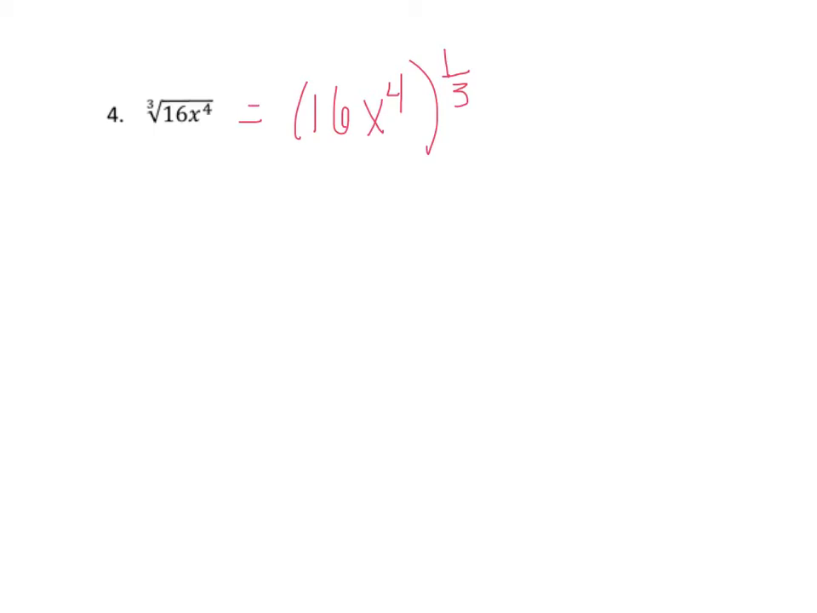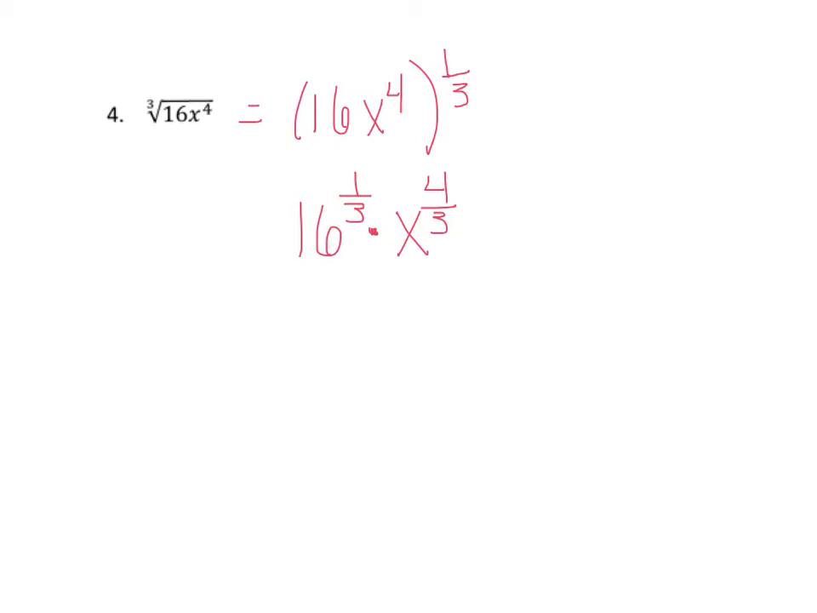So I want to put that into each individual piece. So this is the same as saying 16 to the 1/3 times x to the 4 times 1/3. Remember, we need to multiply because it's a power to a power. So this is x to the 4/3. 4 times 1 is 4, all over 3. And we're multiplying those together still.